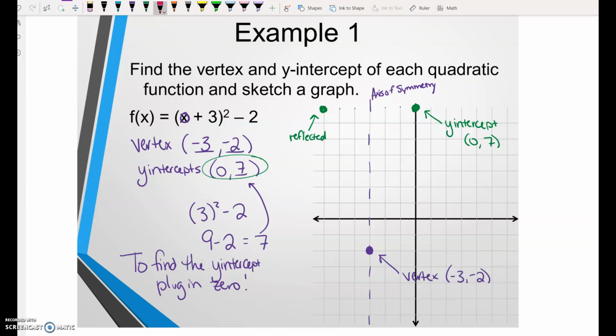So now we can draw in our parabola. Remember, it's a U shape, not a V shape, so try not to make it pointy. I kind of missed there. Ooh, I am not doing a very good job with this. That's better. And there's our parabola.